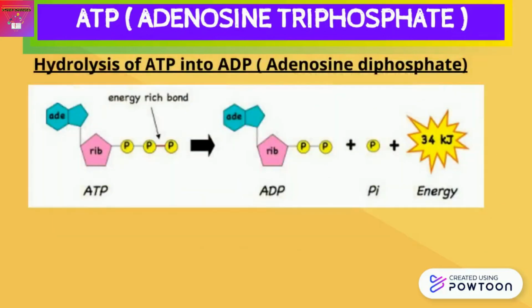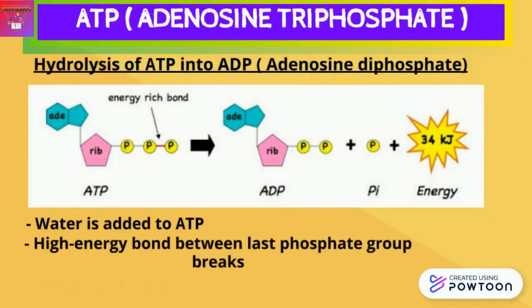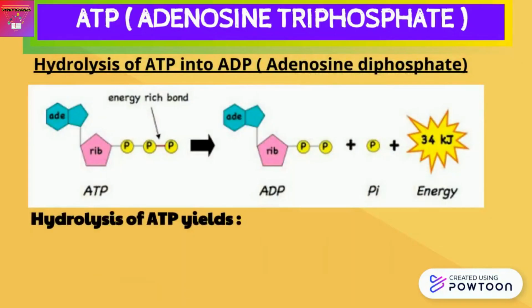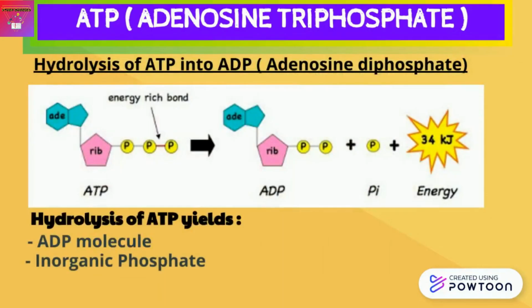If you look at the hydrolysis reaction, where ATP is broken down into adenosine diphosphate, or ADP, a water molecule is added to the ATP and the high energy bond of the last phosphate group breaks. This causes energy, exactly 34 kJ of energy, to be released. The hydrolysis of the ATP molecule yields 1 ADP molecule, an inorganic phosphate, and energy needed for cellular work. ATP hydrolysis is chemically favored because ADP and phosphate are more stable than the original ATP molecule.